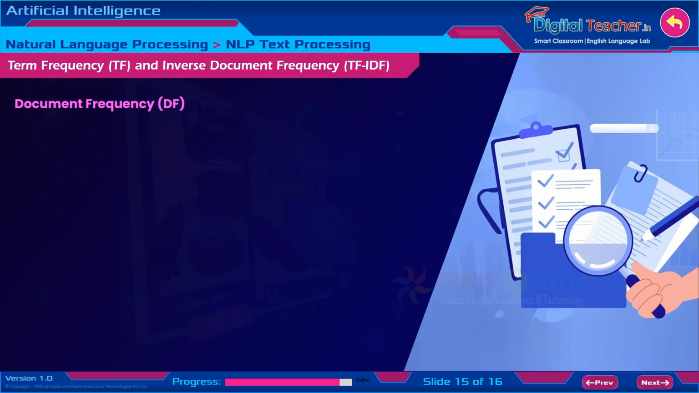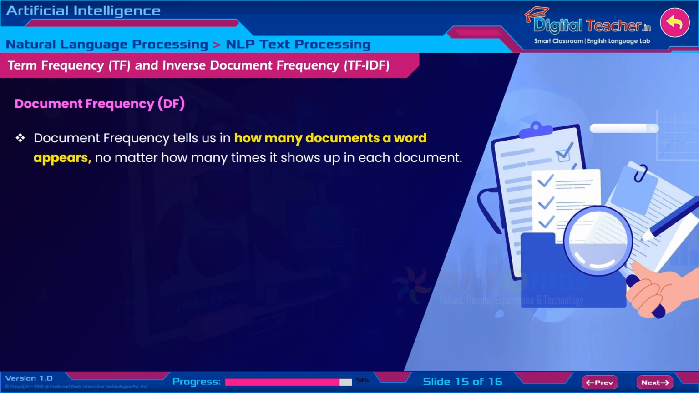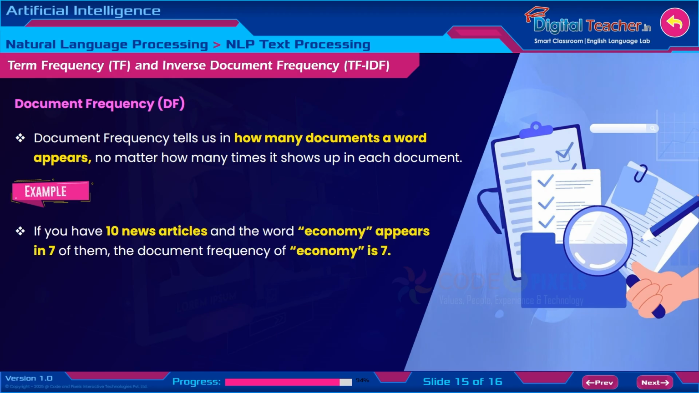Document frequency. Document frequency tells us in how many documents a word appears, no matter how many times it shows up in each document. Example: if you have 10 news articles and the word economy appears in 7 of them, the document frequency of economy is 7.